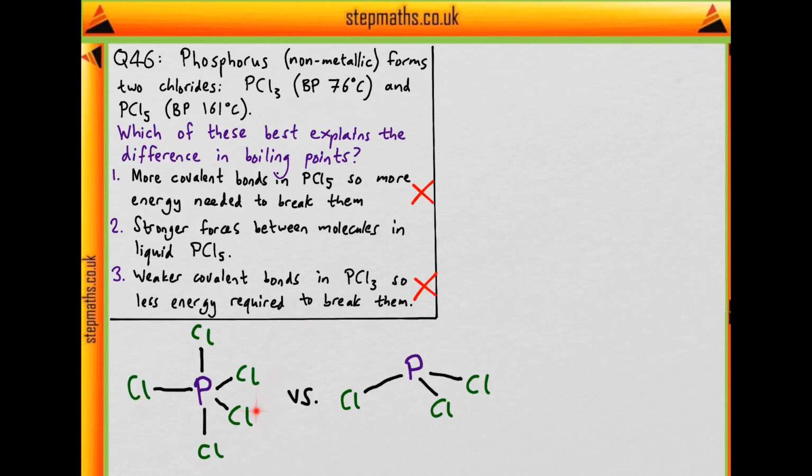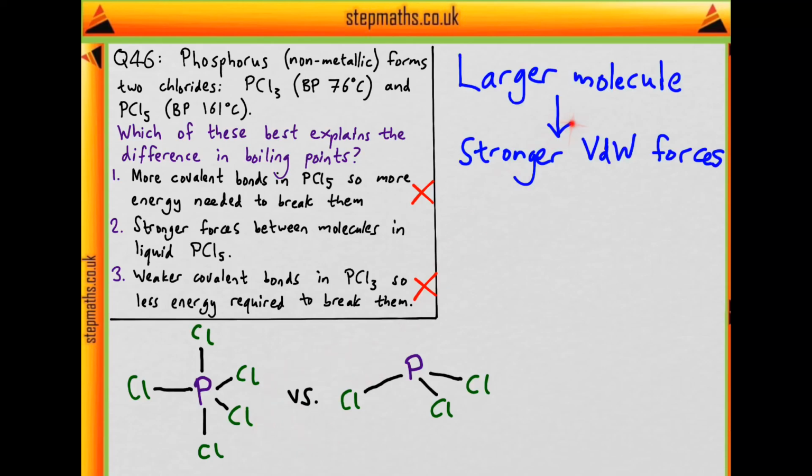Would this explain why PCl5 has the higher boiling point than PCl3? Well, what do we know about intermolecular forces? The main one is likely to be the van der Waals force, which acts between any two molecules. How would this change between PCl5 and PCl3? Well, remember that the larger molecule has the stronger van der Waals force, which is clearly PCl5 in this case.